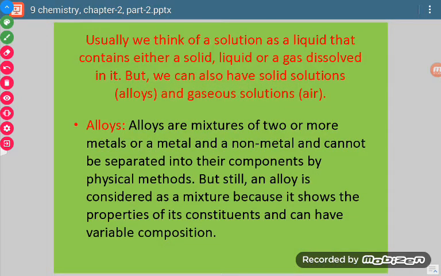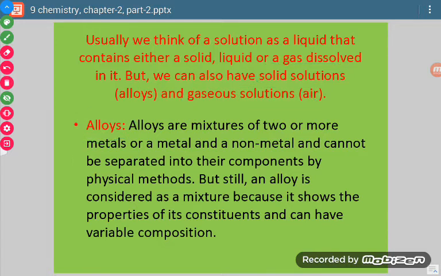Now, when we talk about solution, we may think that it is a liquid in which either a solid or a liquid or a gas is dissolved. But there are two more types of solutions. One is solid solution and another is gaseous solution. Solid solutions are given another name, alloys. In gaseous solutions, for example, air is a gaseous solution. So in a gaseous solution, all the components will be gas, and in solid solutions, all the components will be solids.